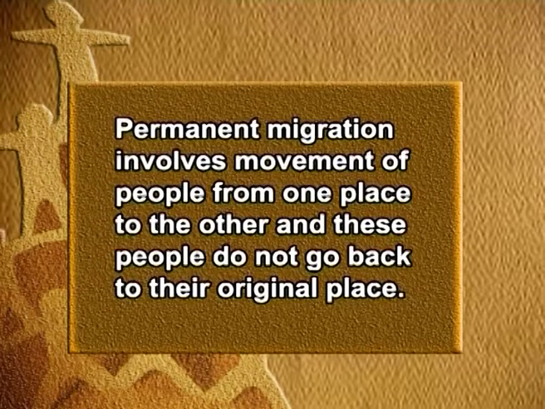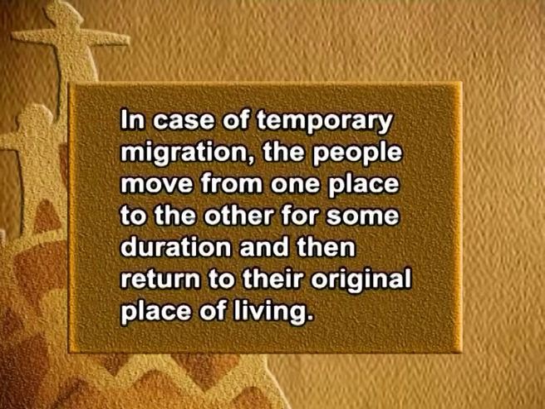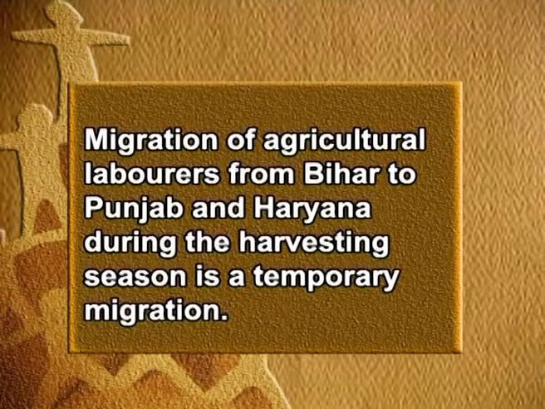Permanent migration involves movement of people from one place to the other, and these people do not go back to their original place. A common example of this type of migration is provided by the movement of the people from rural to urban areas for permanent settlement. In case of temporary migration, the people move from one place to the other for some duration and then return to their original place of living. An example of this movement is seasonal migration. Migration of agricultural labourers from Bihar to Punjab and Haryana during the harvesting season is a temporary migration.